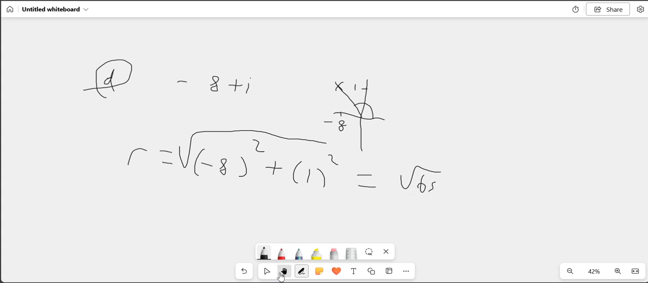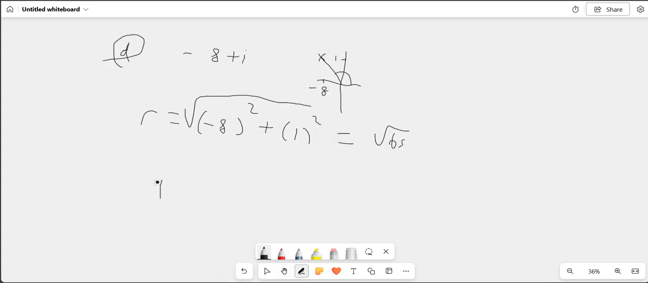And now what you want to do here is tan inverse. Don't worry about the signs here. You just do tan inverse of the imaginary over the real, so 1 over 8. You think about the signs after. That's going to give you 0.12435.